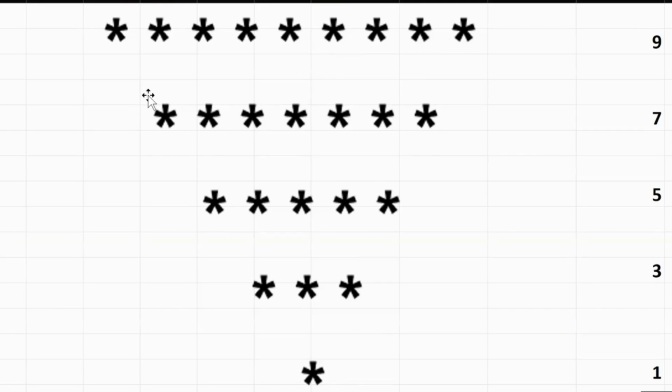You can see this. In our second row, only 7 stars are printed. In the third row, only 5 stars are printed. In the fourth row, 3 stars are printed. And in the last row, only 1 star is printed.